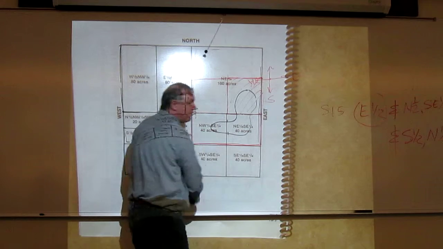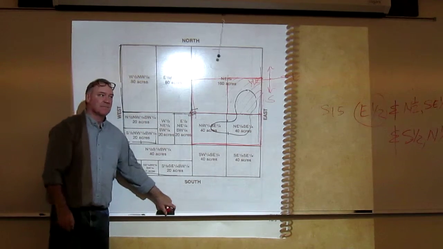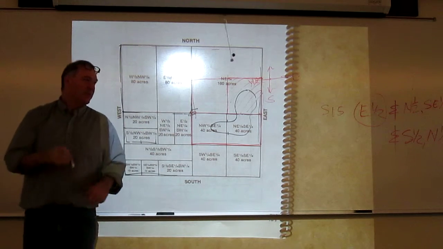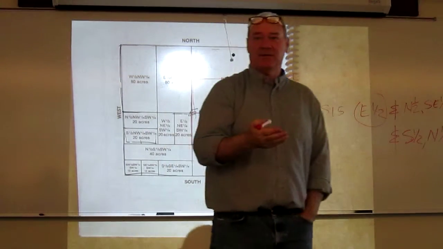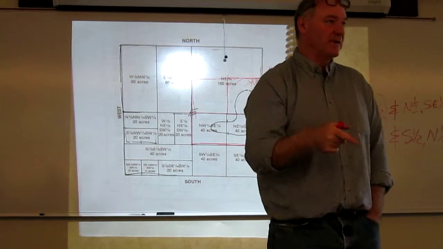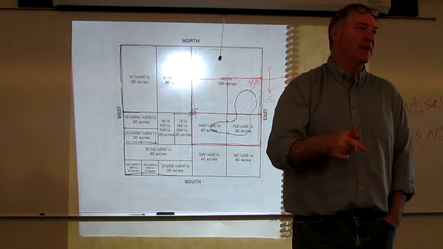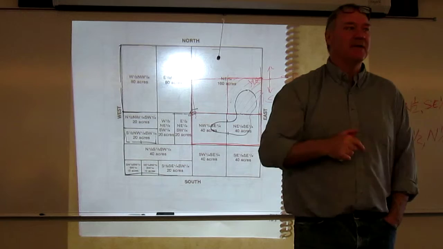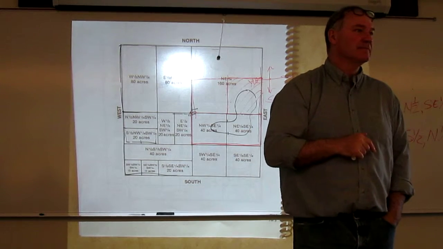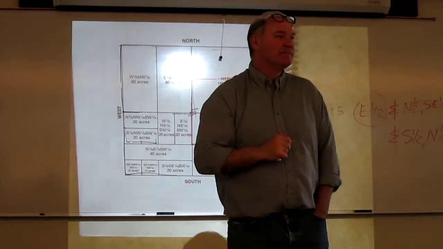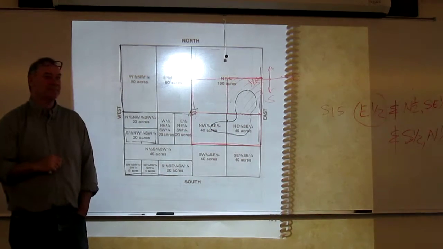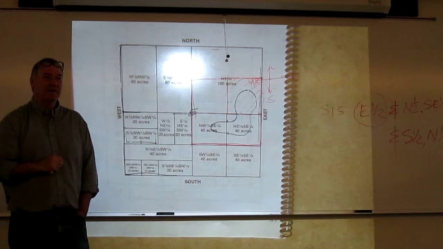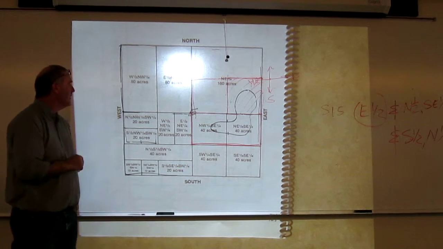So in essence, we've gone from the planet to a principal meridian baseline, to a township and range, which is 36 square miles, to a section, which is 1 square mile, or 640 acres, to how many acres here? How many acres are we? 120.